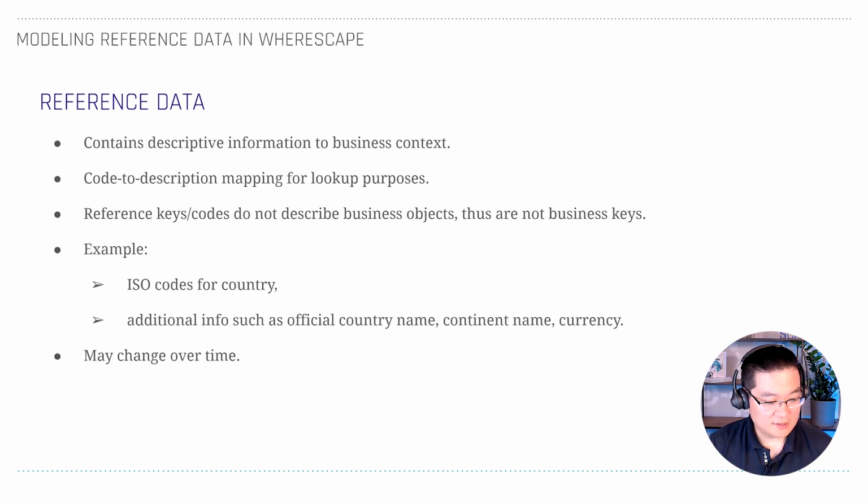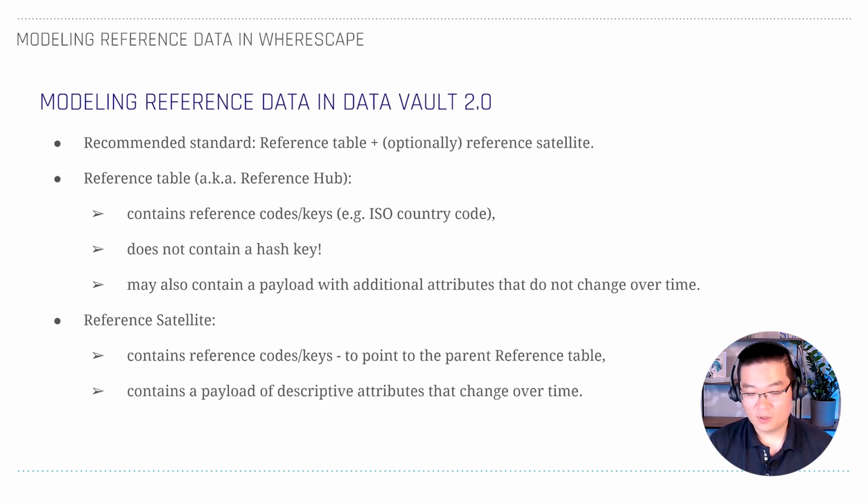A property of reference data in Data Vault 2.0 is that it may change over time. So countries can change their official name or the official currency. It has all happened in the past. Certainly, Data Vault should be able to deal with this. The recommended standard to deal with reference data is by using so-called reference tables. This is the recommended standard, the traditional standard as well.